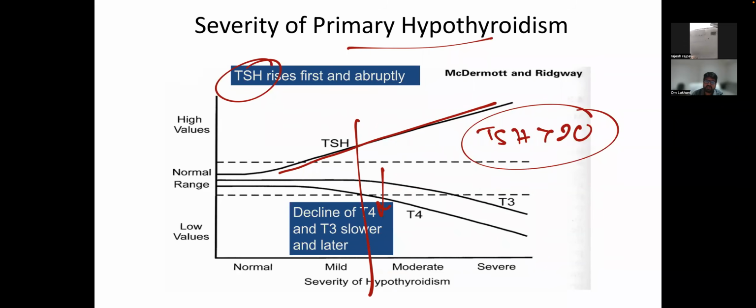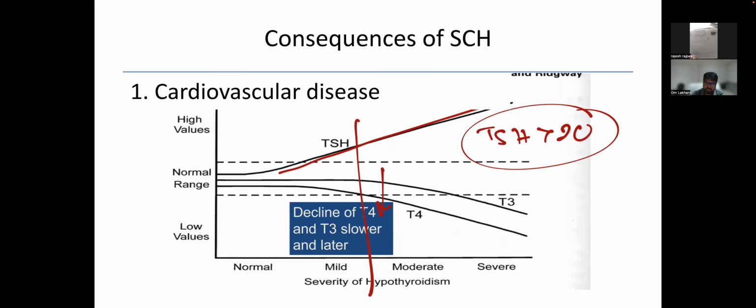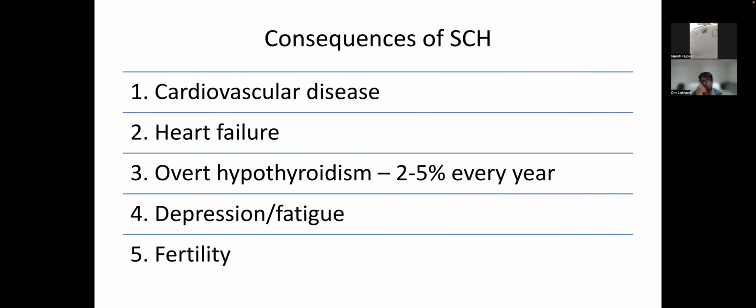Up till then, the TSH often compensates for the disease, right? Now, what are the consequences of subclinical hypothyroidism? Subclinical hypothyroidism has correlation with cardiovascular disease. It has correlation with heart failure. It can often lead to overt hypothyroidism in future with a risk of over 2 to 5% every year.